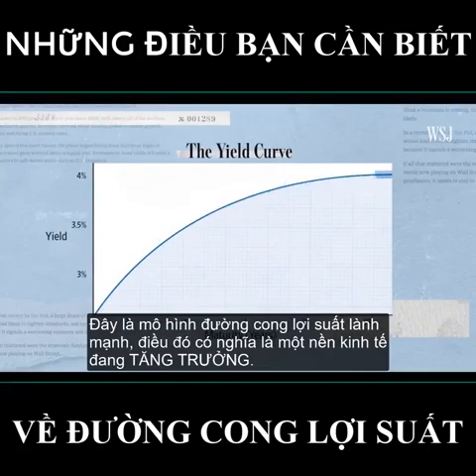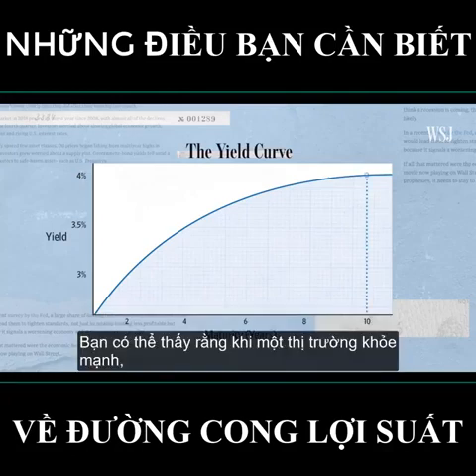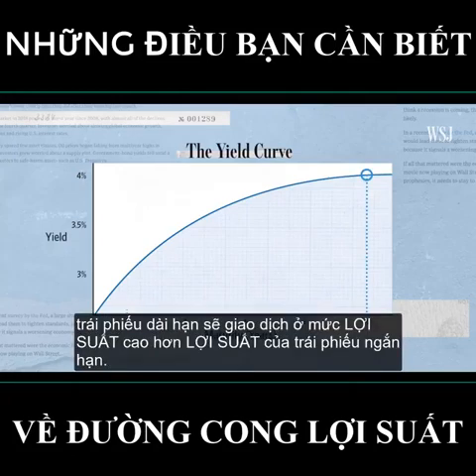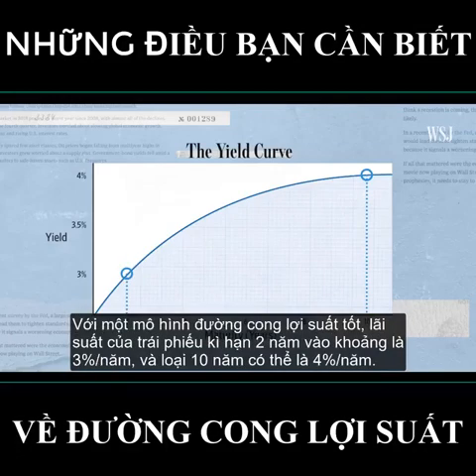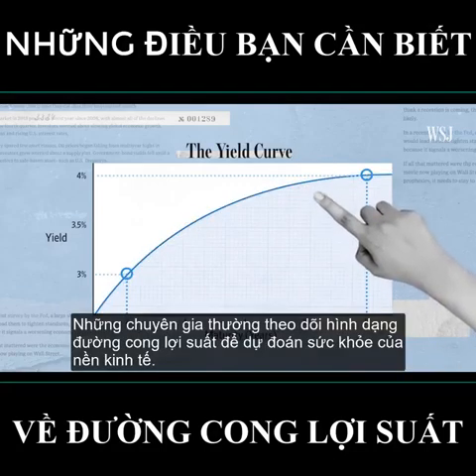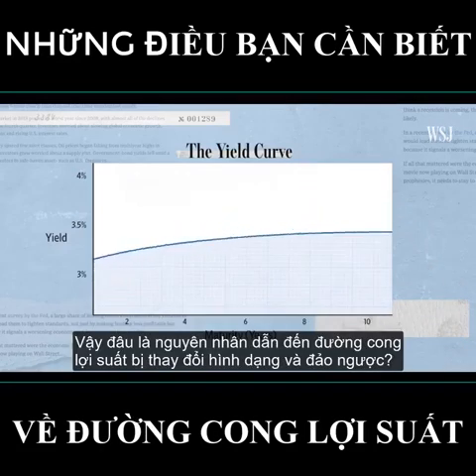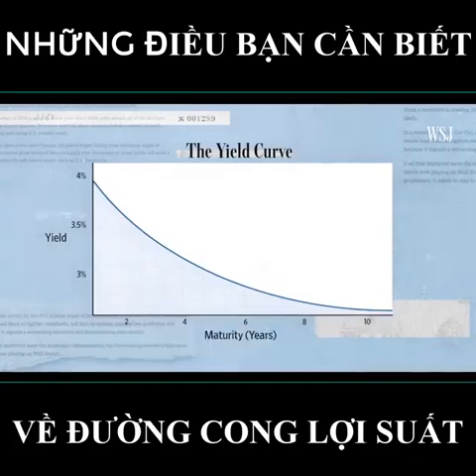Here's what a normal, healthy yield curve looks like. This means the economy is expanding. You can see that when the market is healthy, longer-term bonds trade at a higher yield, and shorter-term bonds trade at a lower one. So in a healthy yield curve, a 2-year bond might yield 3% annually, and a 10-year bond might get 4%. Investors and economists look at the way the curve bends to predict the health of the economy. So what causes the yield curve to change shape and invert?